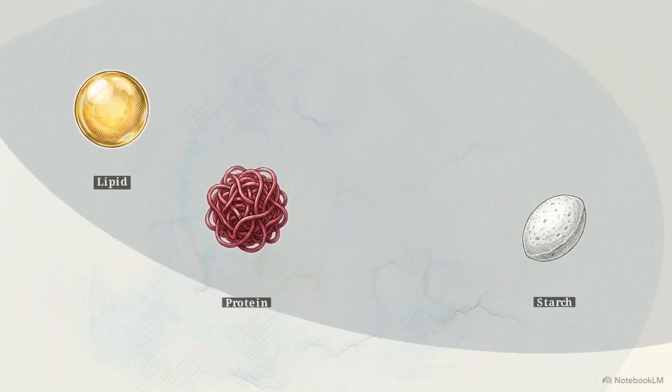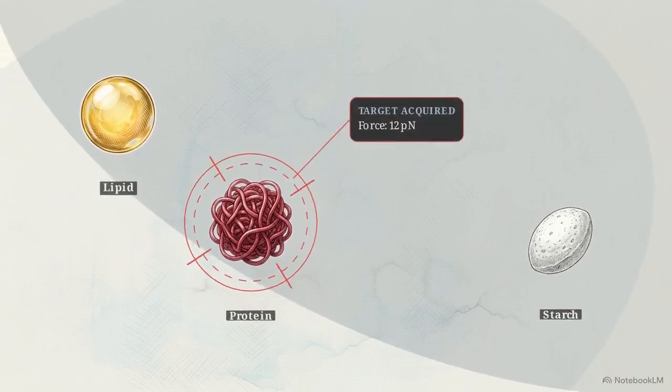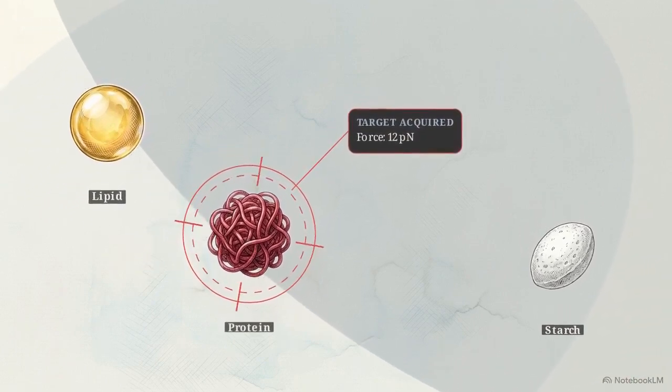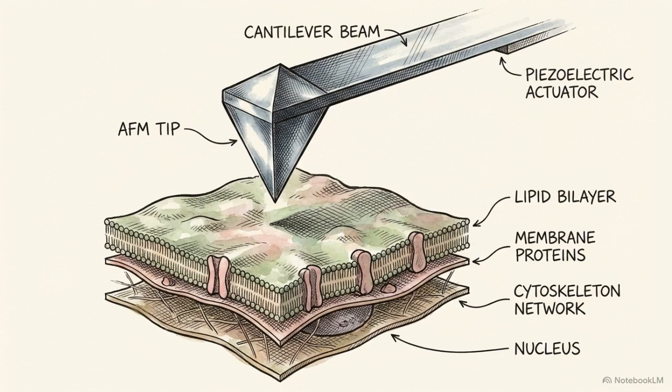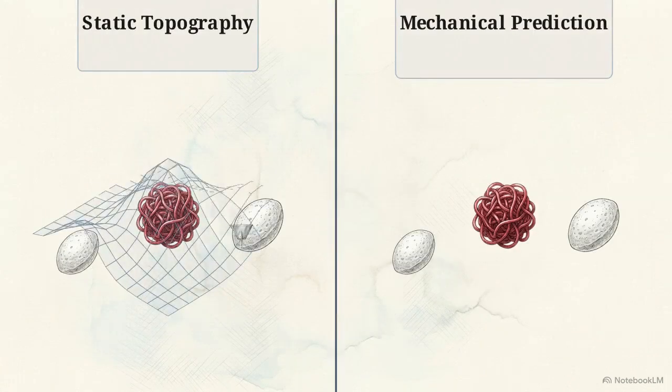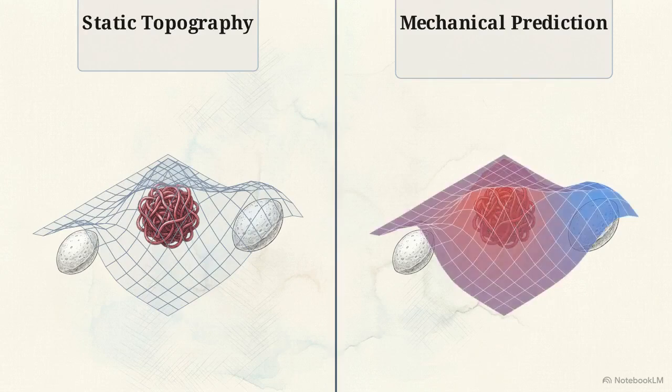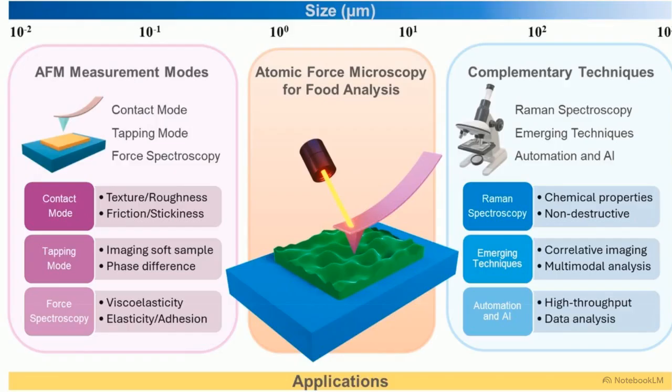Analyzing complex biomaterials requires capturing localized physical interactions without altering the sample. We need a way to measure them in their fully hydrated, native environments. Atomic Force Microscopy, or AFM, maps materials using a physical probe rather than light or electrons. Over the last decade, it has evolved from a tool for static surface imaging into an analytical platform for mechanical prediction. This diagram outlines AFM's operational scope.